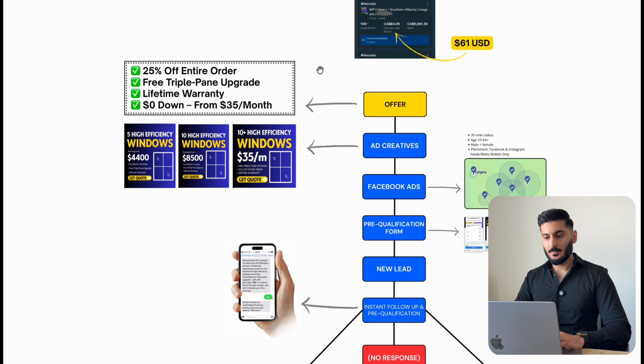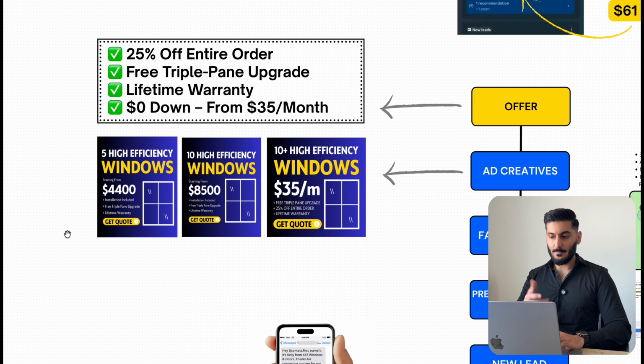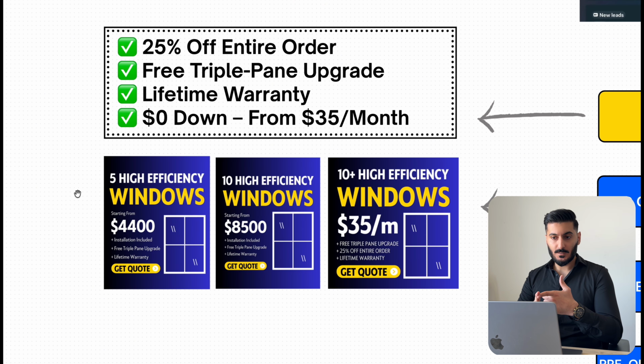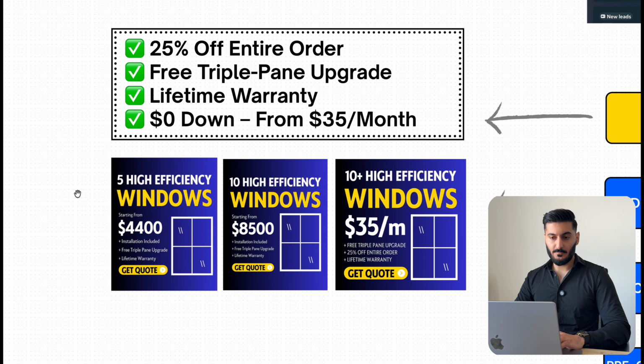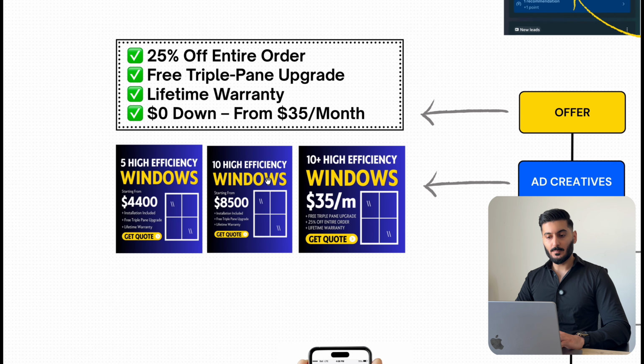Now, for this client, here's the offer we're running. We're running 3 different campaigns. First one is a 5-window bundle starting from $4,400 installed. And on top of that, our offer stack is 25% off entire order, free triple pane upgrade, lifetime warranty, and we have financing available from $0 down, $35 a month. And the next ad is the same bundle, but it's 10 windows. And the third one is just a financing offer.